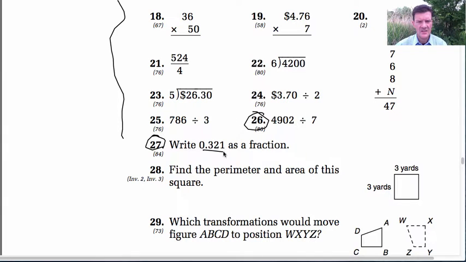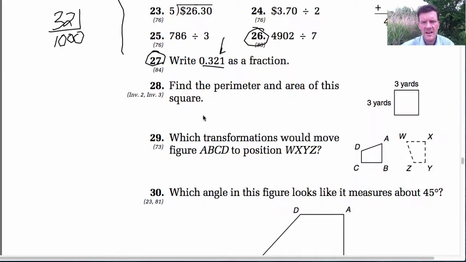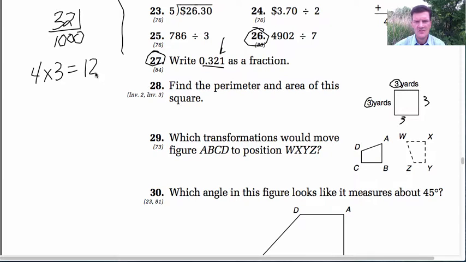27, write 0.321 as a fraction. Notice it goes out to the thousandths place. So 321 over 1,000. 28, find the perimeter and area of the square. Perimeter, you are going to count the distance around. It's a square, so all the sides are the same. So just 3 plus 3 plus 3 plus 3, or you could even say 4 times 3, and you're going to get 12 yards for your perimeter.